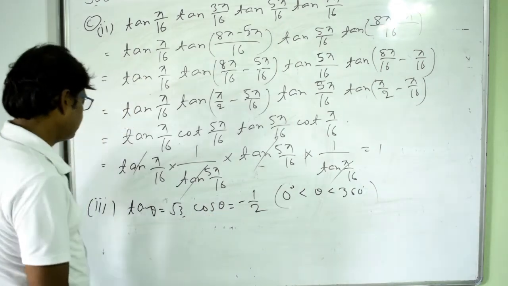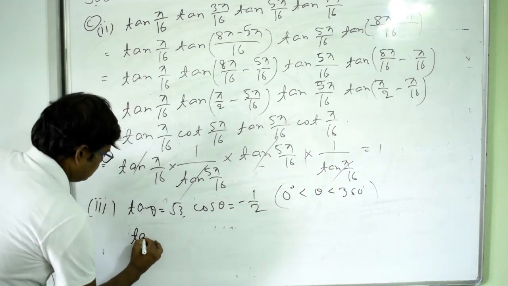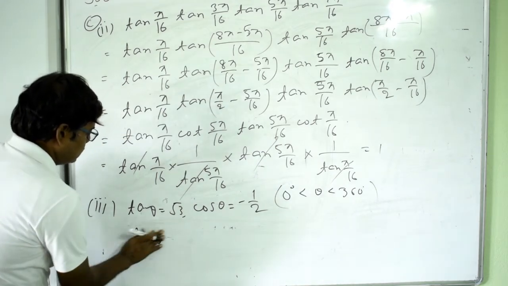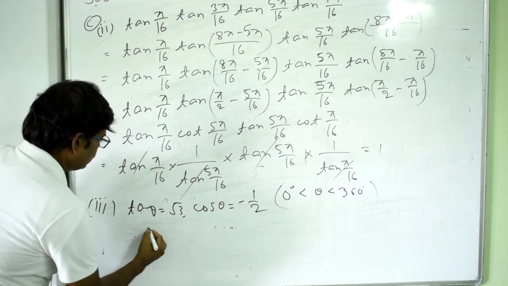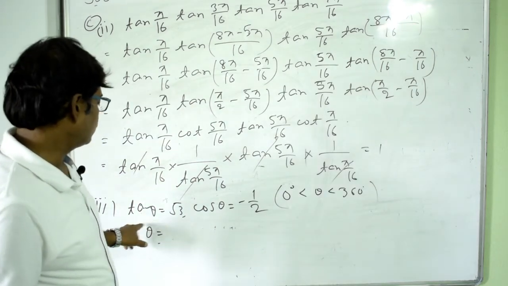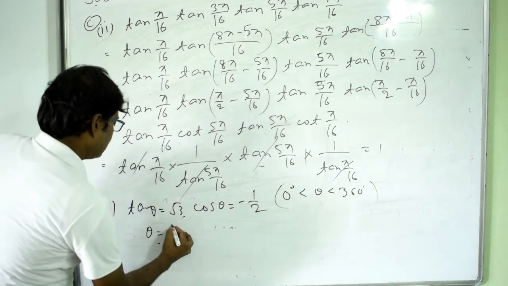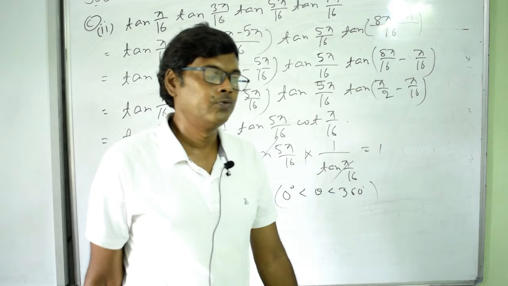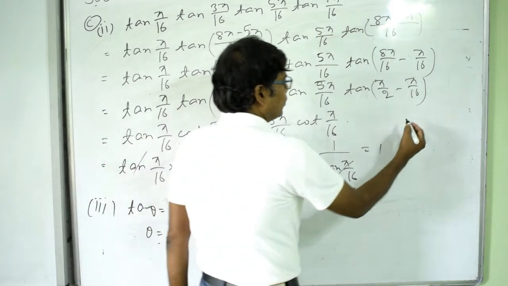So tan theta equal to, actually here theta equal to what? Tan theta equal to root 3, then theta equal to pi by 3. This is the value in the first quadrant. Okay, there are 4 quadrants.